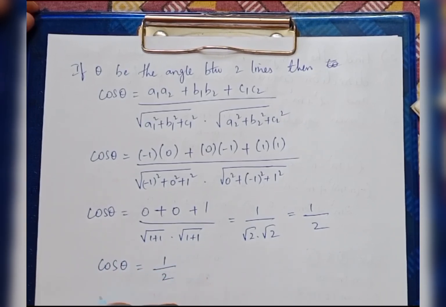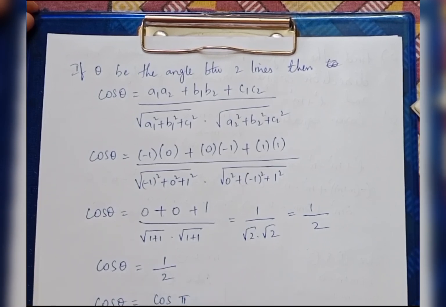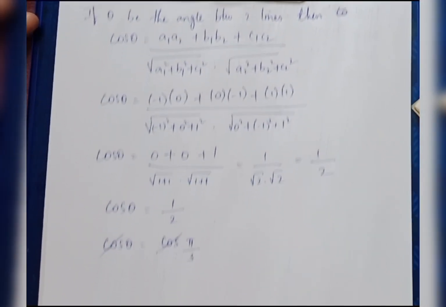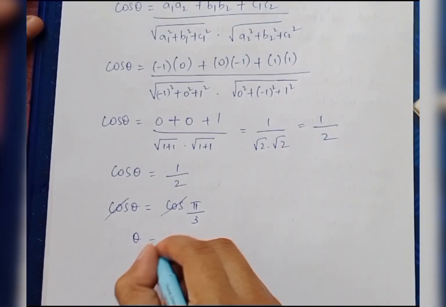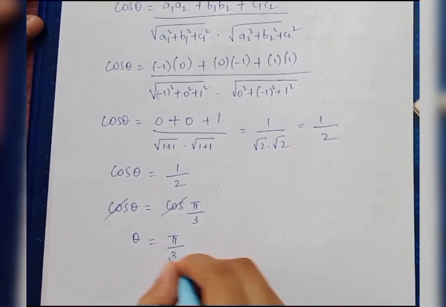So 1 by 2 is cos 60 degrees. So it can be written as cos pi by 3, cancelling cos both sides. So theta is equals to pi by 3.